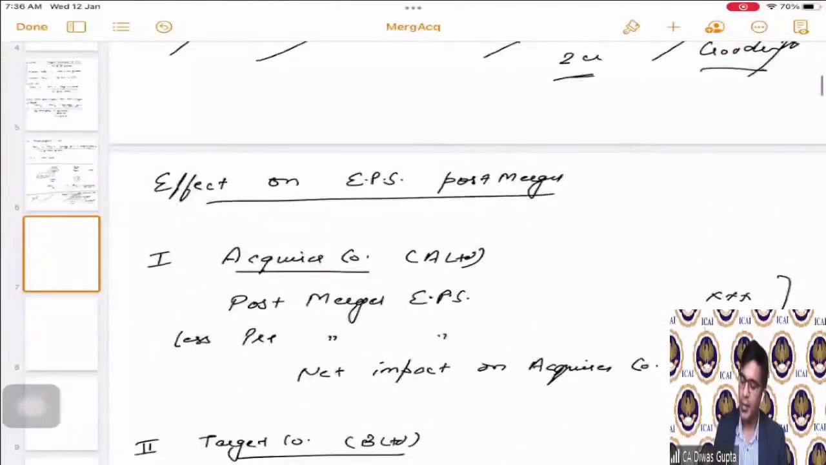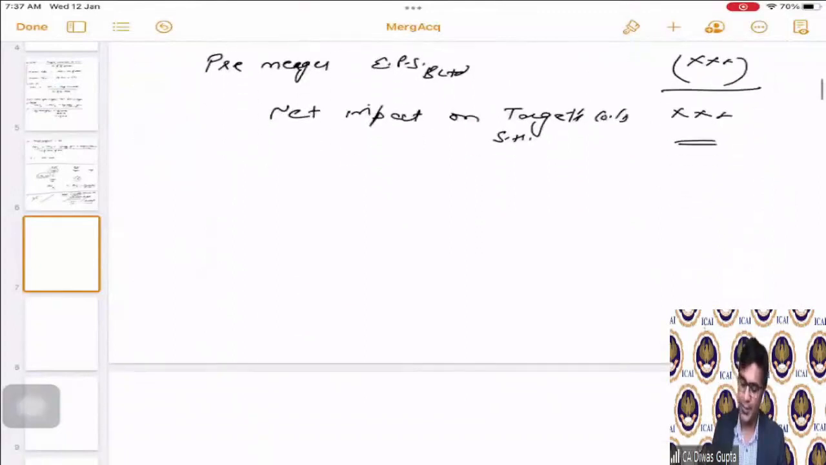First of all, we have calculated the EPS of both the entities together. Then we have calculated the EPS post-merger, and then we have calculated the effect on EPS post-merger, using that complete chain.